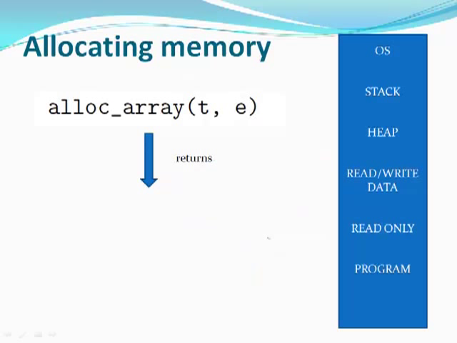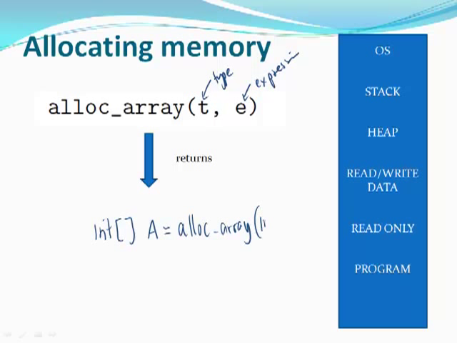Now, how do we allocate memory for the array? We allocate memory for the array using a library function in C0 called alloc_array. Now alloc_array has two things. One is the type, and the other is an expression that will be evaluated to something that I can compute. So for example, if I want to allocate an array of 5 integers in C0, I would write something like this: alloc_array of int and the number of elements in the array that I need is equal to 5.